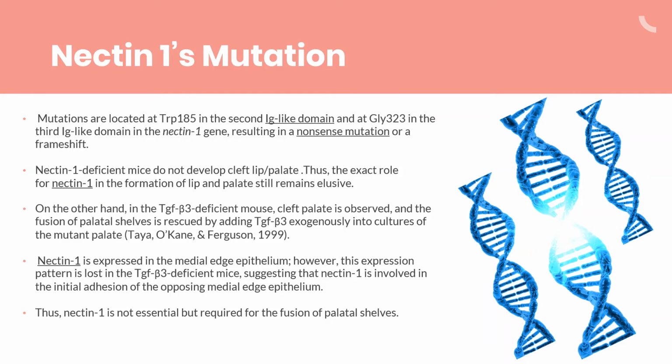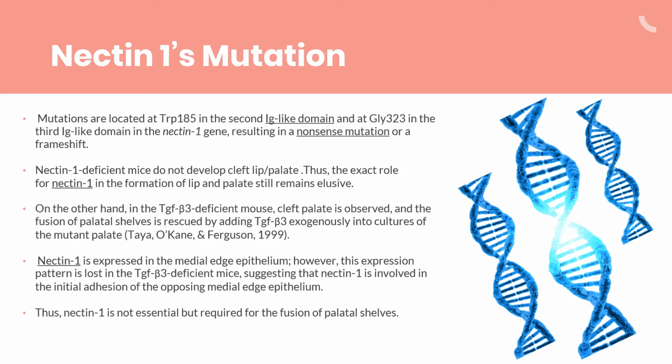So we're going to talk about Nectin-1's mutation. Mutations are located on the tryptophan 185 in the second immunoglobulin-like domain and the glycine 323 in the third immunoglobulin-like domain in the Nectin-1 gene. This ends up resulting in a nonsense mutation or a frame shift. Nectin-1 deficient mice do not develop cleft lip or palate, so the role of Nectin-1 in the formation of cleft lip and palate is still pretty elusive.